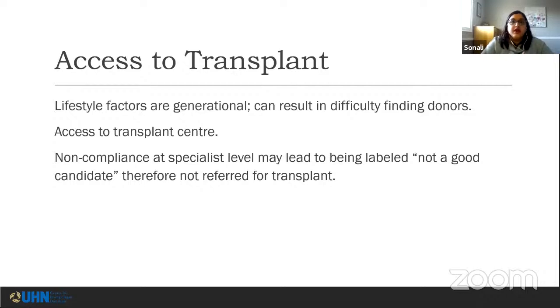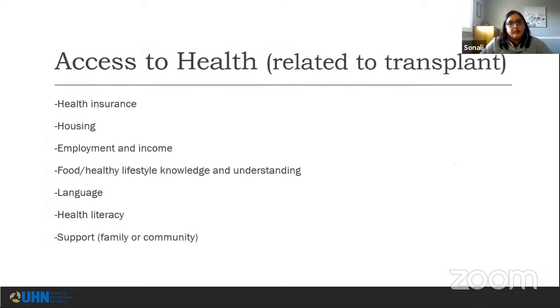So these are some of the experiences that I have heard from my patients when they come to see me. So how do these factors relate to transplant? By the time you get to transplant, your health insurance should hopefully be sorted out.